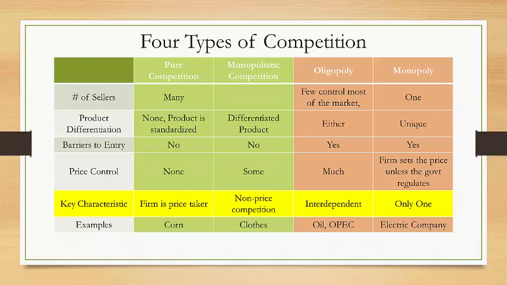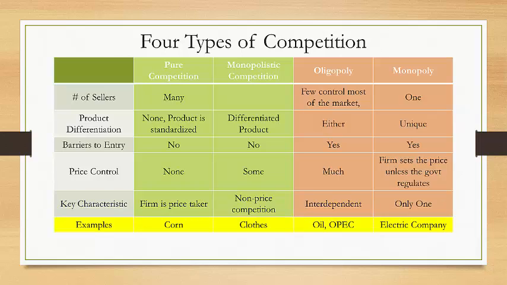Oligopolies have barriers to entry and price control because there are a few firms that can dominate the market. This causes interdependence and encourages collusion, which is illegal in the United States. Monopolies are when there is one seller, such as the electric company. There may be geographic monopolies where there is only one hospital, or one doctor, or one grocery store, for example.